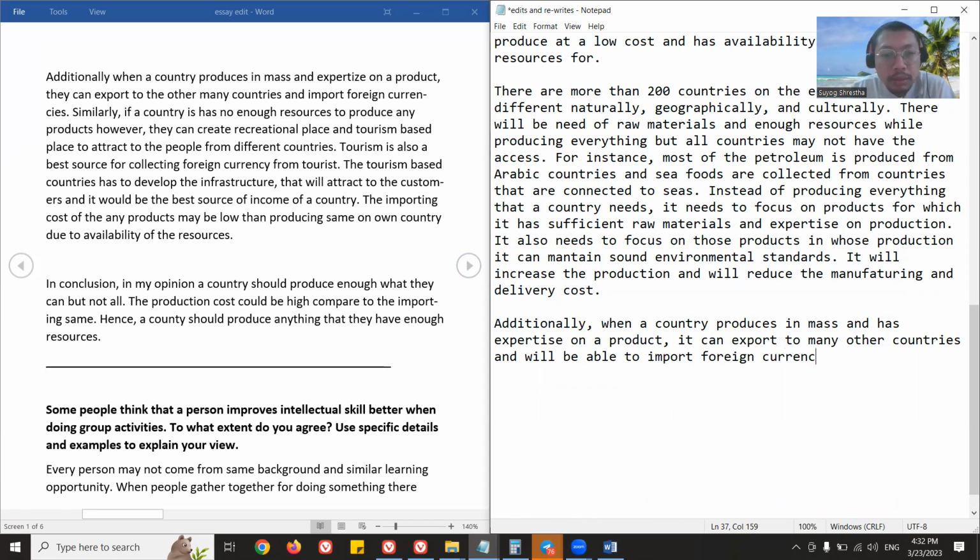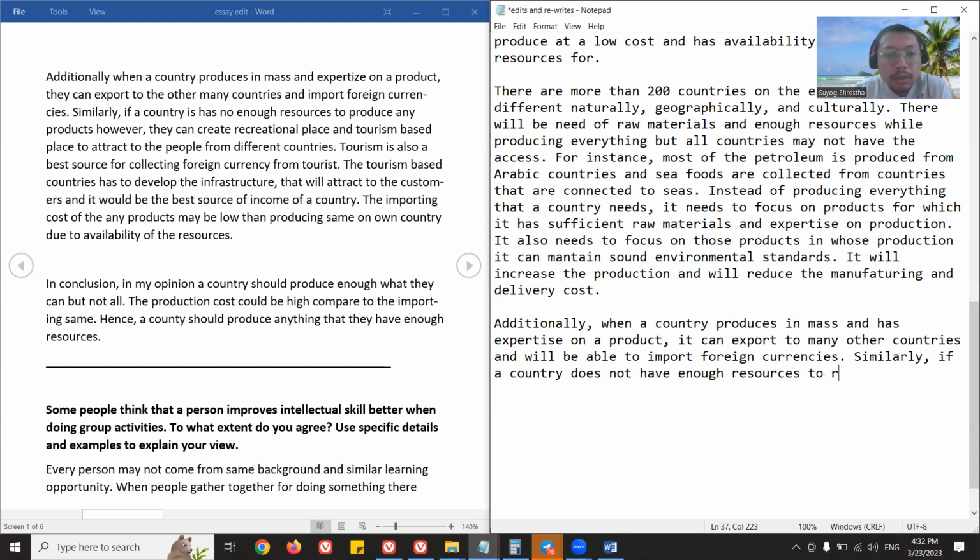So this is what you need to do. Now similarly, what is correct about this? After 'Similarly' he has written a comma, that's quite good. Okay, similarly, if a country has no enough resources to produce any products, however they can create recreational place and tourism based place to attract people from different countries. So I think what he means is similarly, if a country does not have. So 'does not have', not 'has no', we need to write.